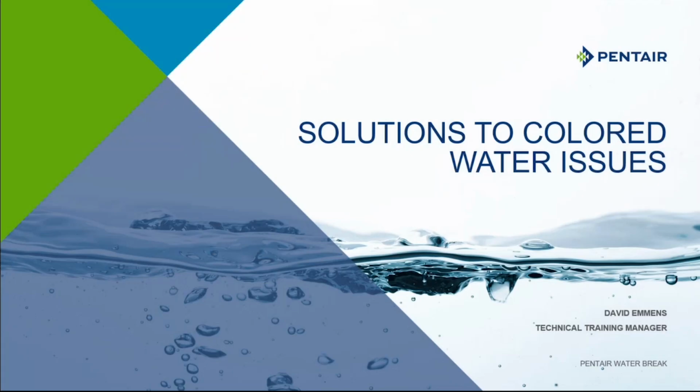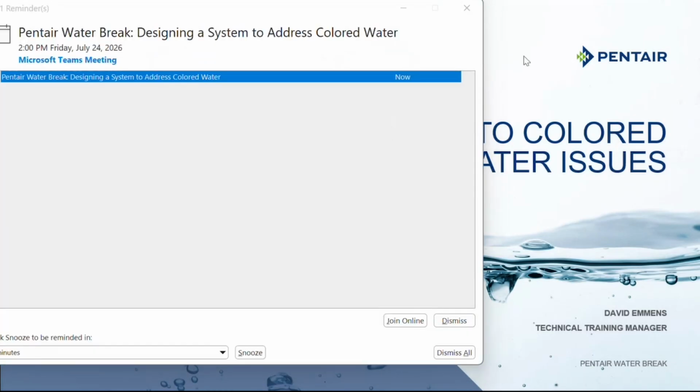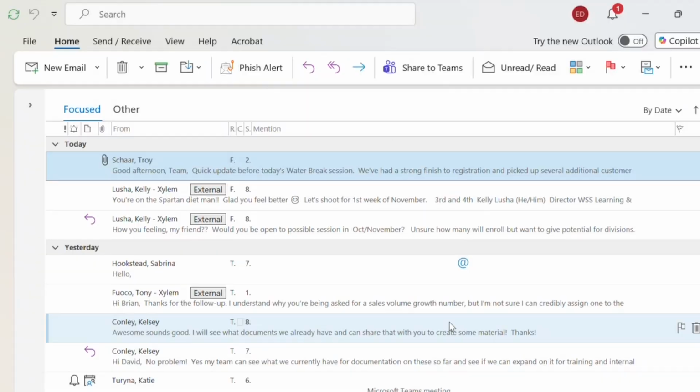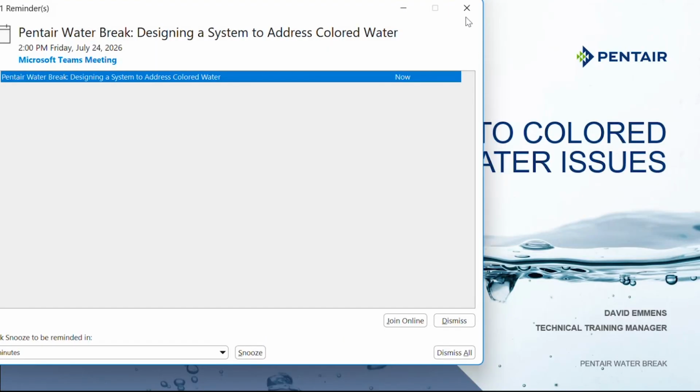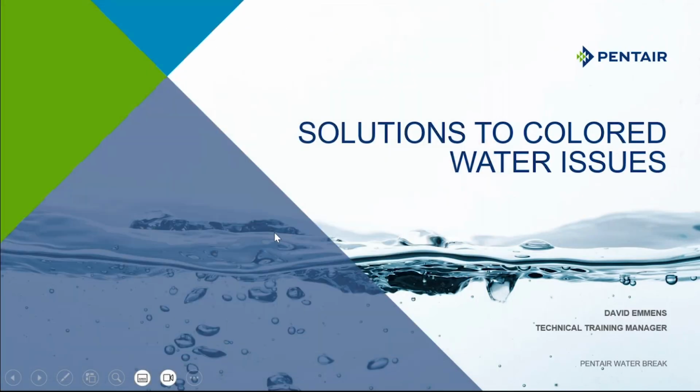Today's topic is going to be solutions to colored water issues. Now, this is one of those discussions that has a rather large caveat to it. This is one of those instances where we really need to understand what's causing the color to understand the treatment train involved. So, with that being said, we're going to crack open this topic.